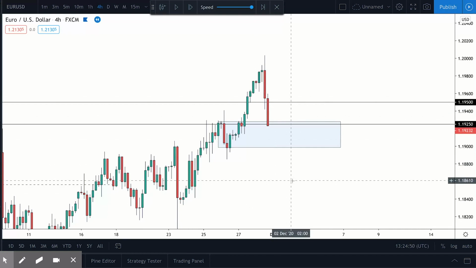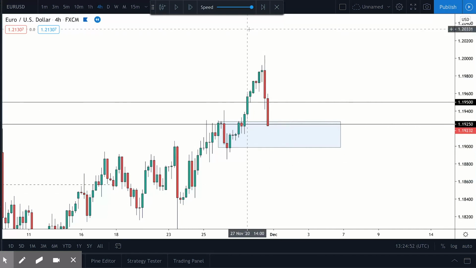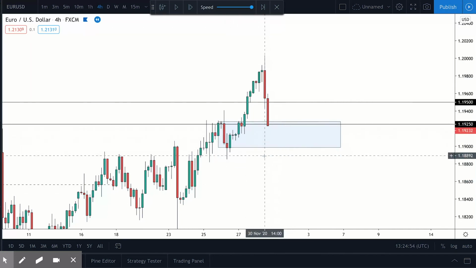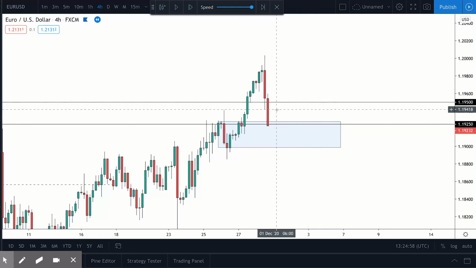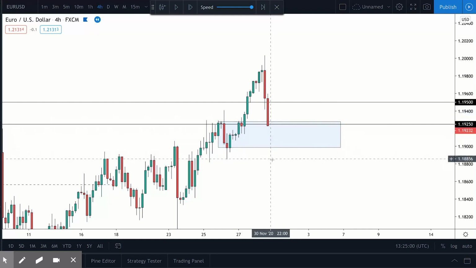So this is why confirmation is so important. We have to wait for the market to give us what it is that we need to see. All right. So we either bounce from here, confirm, and that is what we're looking for, or we push through. And that is why we have to wait for confirmation.